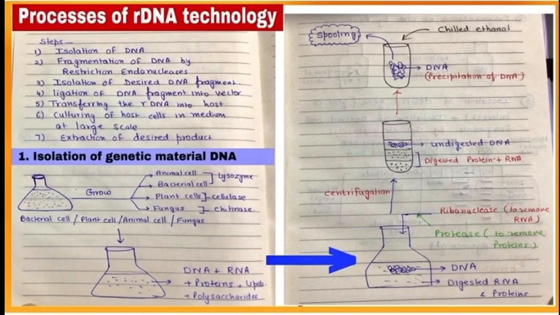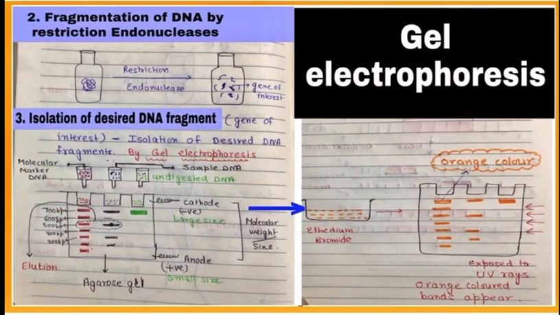Now, processes of recombinant DNA technology. Number 1, isolation of genetic material DNA. Number 2, fragmentation of DNA by restriction endonuclease. Number 3, isolation of desired DNA fragment by gel electrophoresis technique.